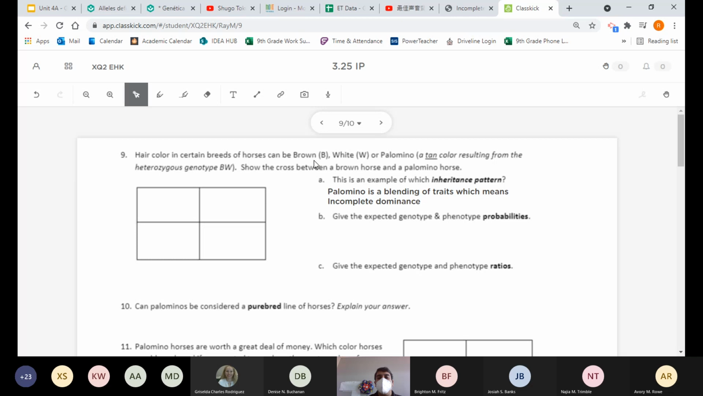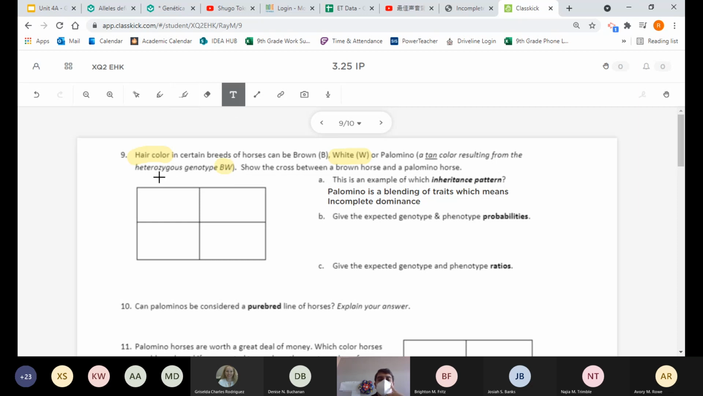Brown is represented with a capital B, and instead of white being represented with a lowercase b, it is represented with a capital W. So a whole different letter. But again, we're not dealing with two different traits. We're still dealing with hair color. So it's still just the one trait. And palomino is going to be the resulting heterozygote genotype, which is big B, big W.